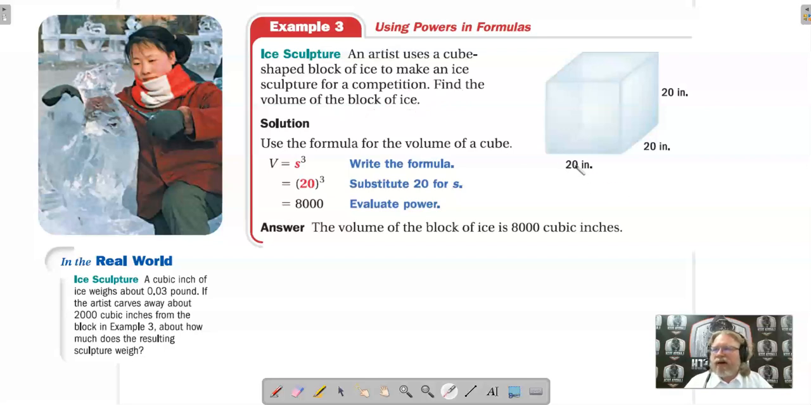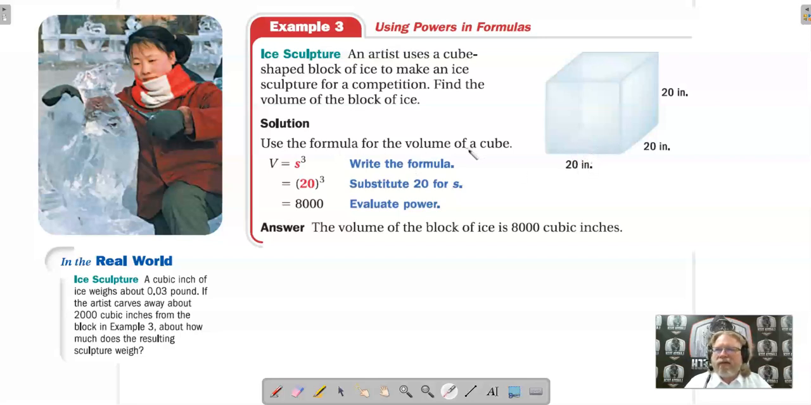So we know that volume, from what we've seen on the previous page, is the length times the width times the height. And notice that the length, width, and height are all 20. So this is a cube. By definition, it would be a cube. Otherwise, we get into rectangular prisms and so forth. But we're not there yet, so we'll just deal with this cube.